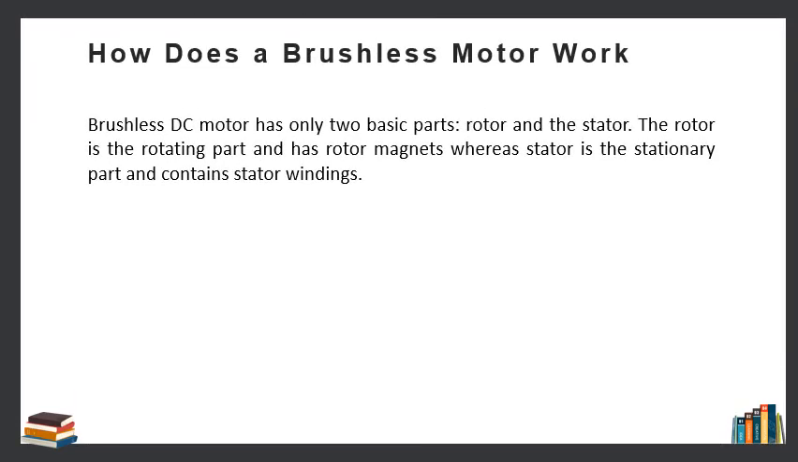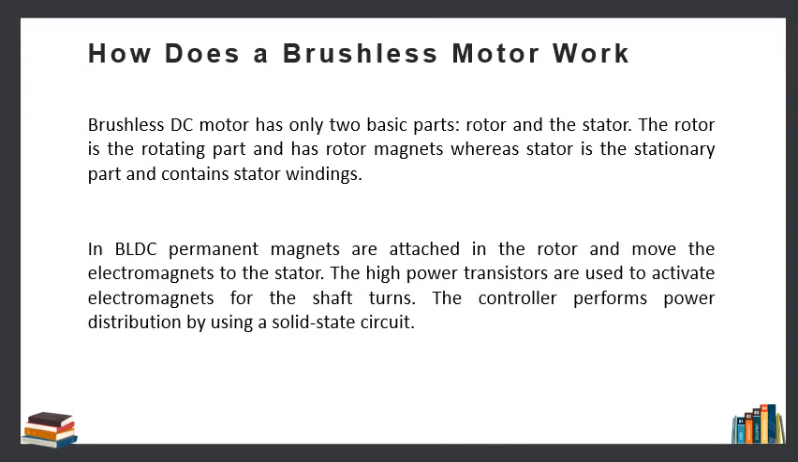A brushless DC motor has only two basic parts, the rotor and the stator. The rotor is a rotating part and has rotor magnets, whereas the stator is a stationary part and contains the stator winding. In a brushless DC motor, permanent magnets are attached to the rotor and the electromagnets are moved to the stator. High power transistors are used to activate the electromagnets for the shaft to turn. The controller performs power distribution by using a solid state circuit.